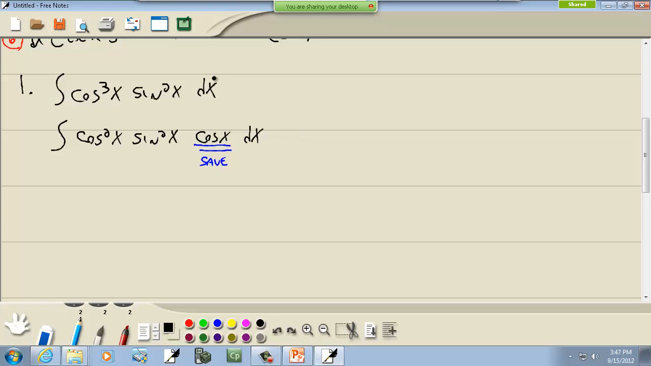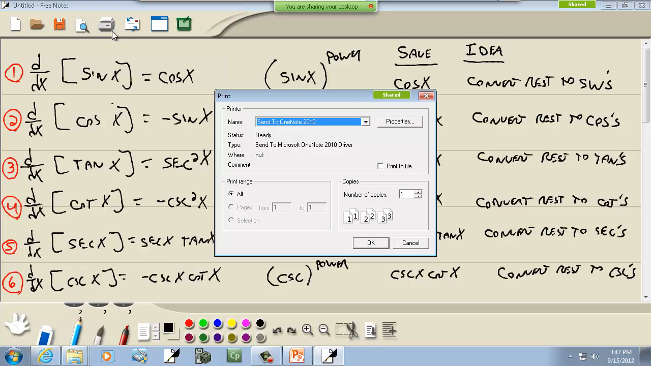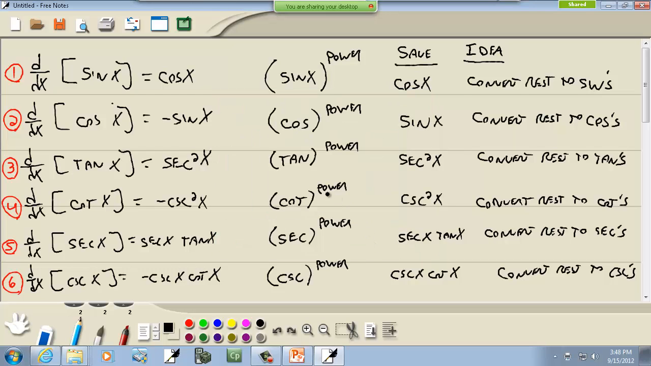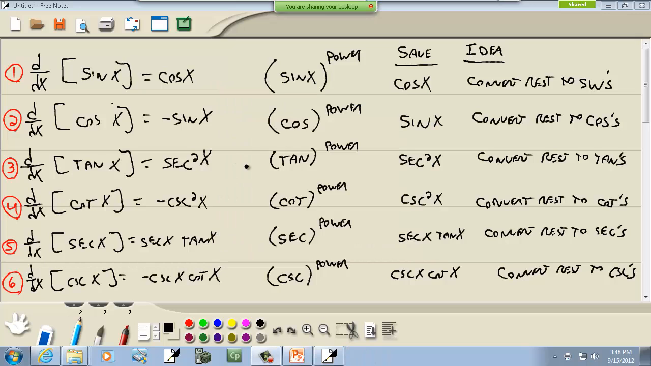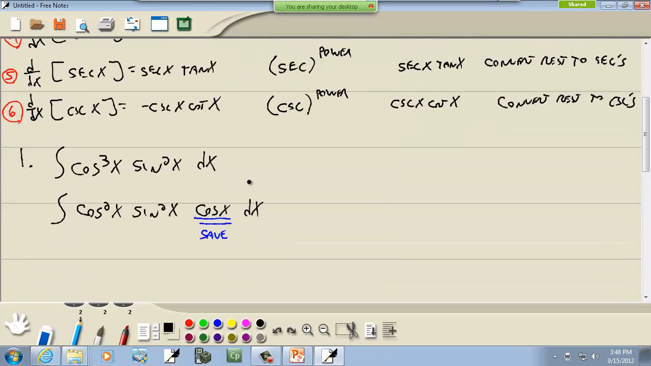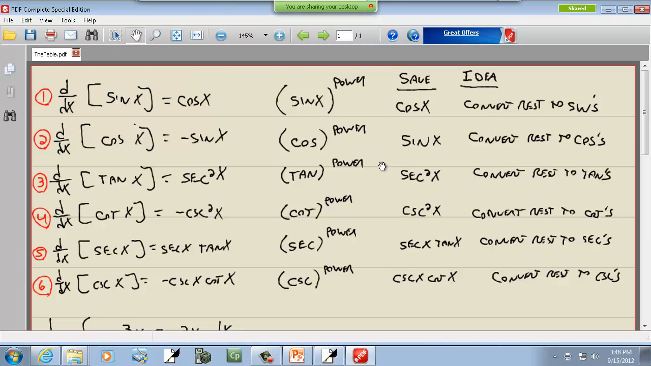And I really need to save this in a PDF. Let me go ahead and do that. There we go. And I'll bring that up. This is what we're going to refer to.